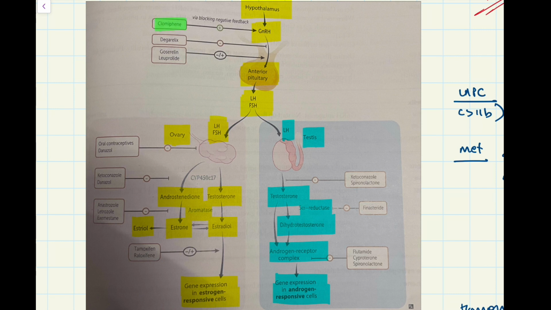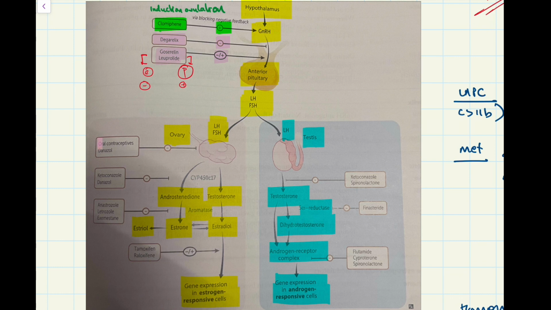So what happens is that clomiphene stimulates the GnRH by blocking the negative feedback, right? Therefore it is used for induction of ovulation in infertility. Next is degarelix, right? It is a GnRH antagonist, while goserelin and leuprolide are agonists, right? They have both negative and positive effect. Why? In continuous dose they act as antagonist, while if they are given in pulsatile dose, it will cause stimulation of the anterior pituitary, right?